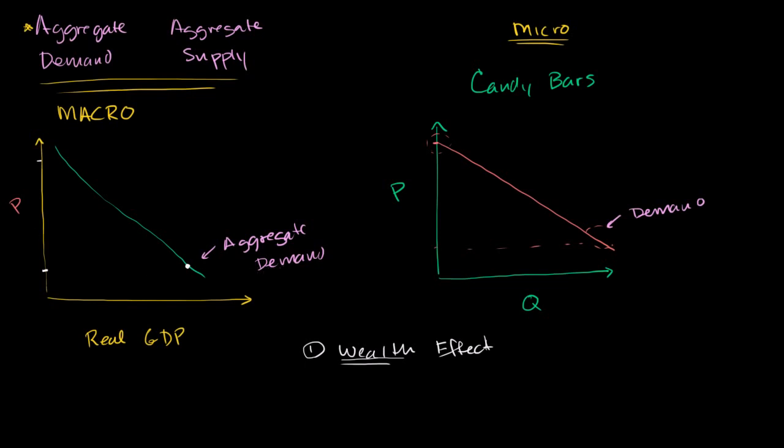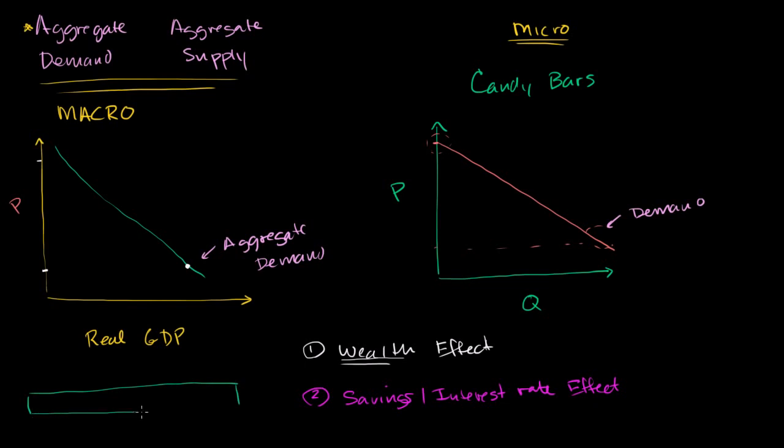The other one is related to interest rates. I would call it the savings and interest rate effect. Because you can imagine, if before this bar represented the total amount of money someone had in their pockets, and this is how much they needed to spend on goods and services in order to have a nice, happy, productive life, and this is what they were originally going to save.